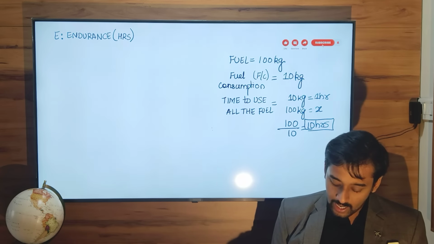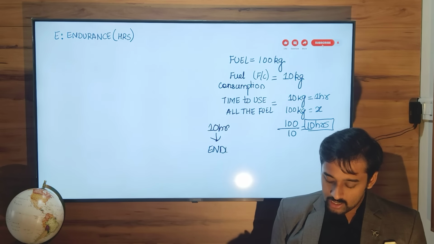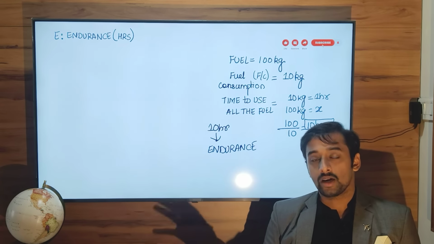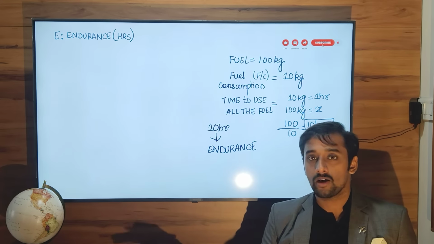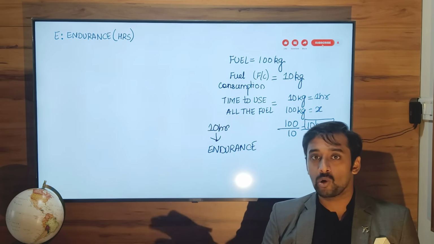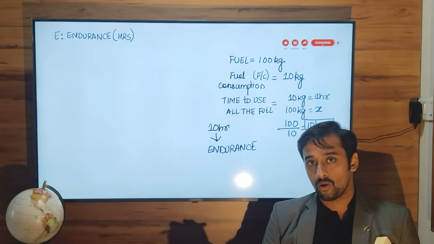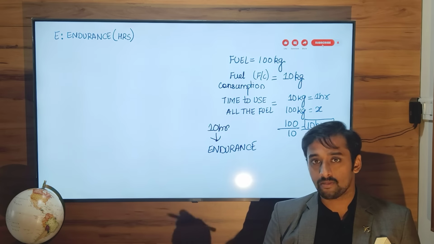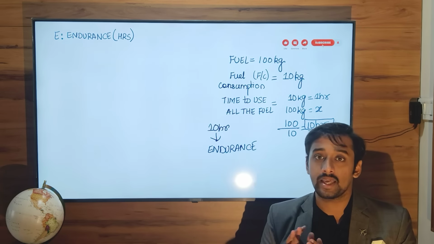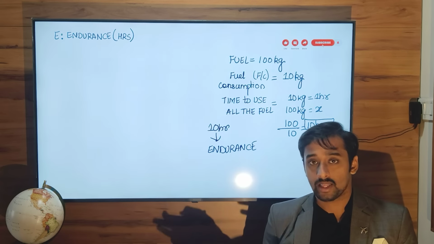So this 10-hour time that I have written here is called endurance. So what is endurance? The amount of time the aeroplane will fly with the amount of fuel available to it, or the duration of time the aeroplane will fly with fuel on board. There is another term, flight fuel, so we will check that. But as of now, you can just understand that endurance is how much time your aeroplane will stay in the air with the fuel that it has.